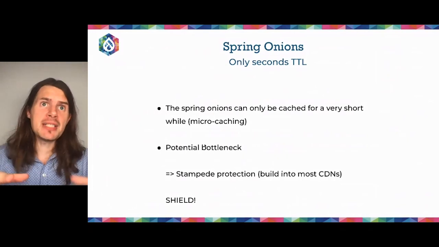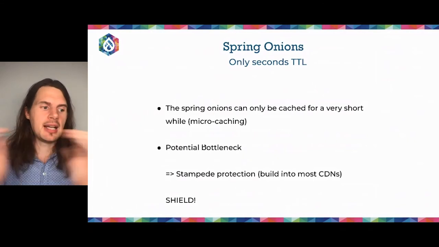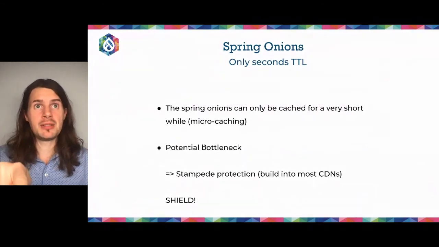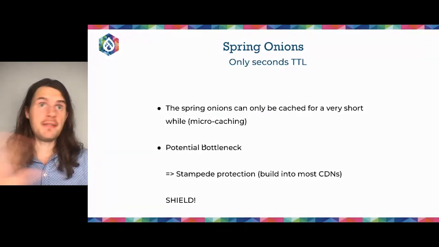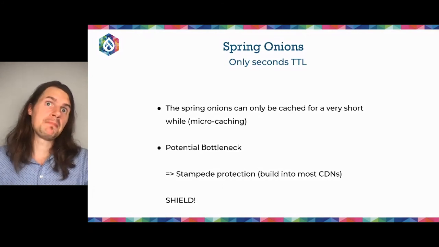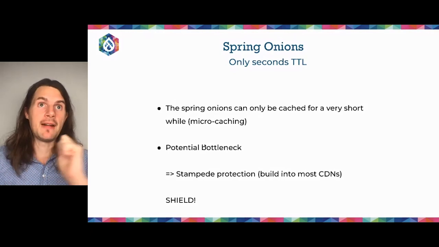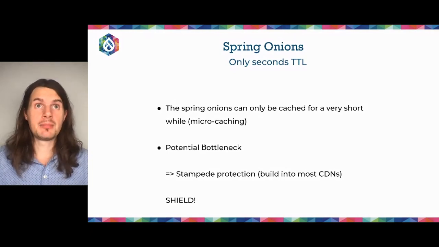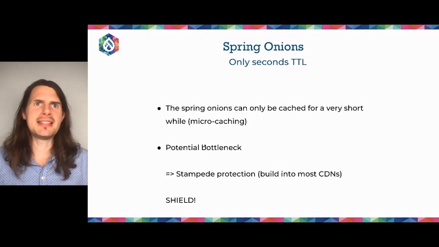Because if you have 1,000 users that want to look at this same thing and it's cached for 10 seconds, then you have one request to the backend and not 1,000 requests to the backend. So if you have 1,000 users every second, without a micro cache, you have 1,000 requests every second, so your web server will be burning. But if you have a cache of 10 seconds and you have 1,000 users every second, then you will have one request every 10 seconds. That's way more manageable.